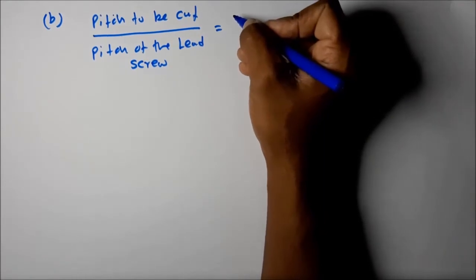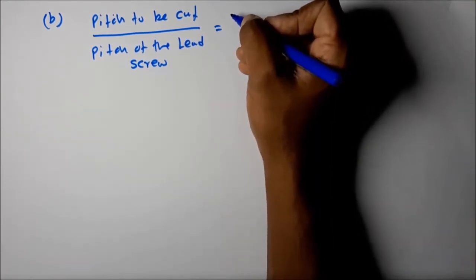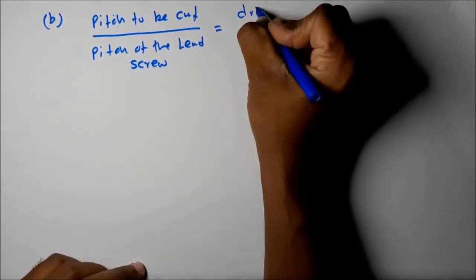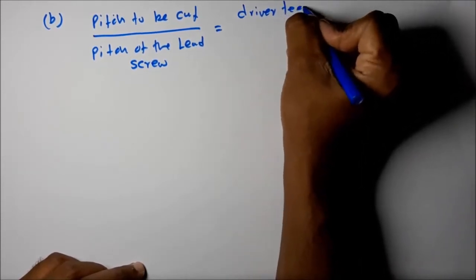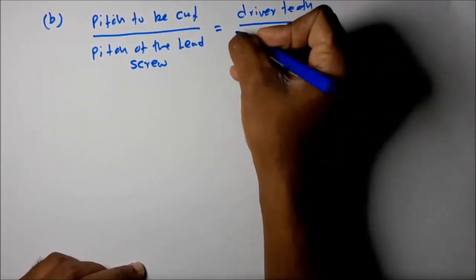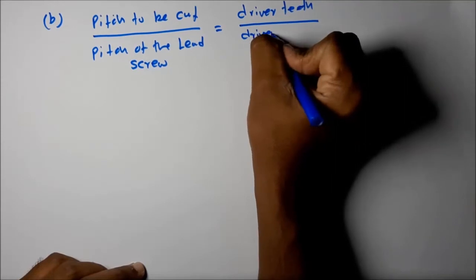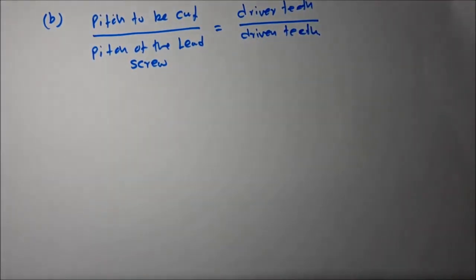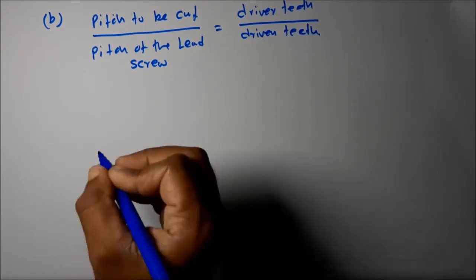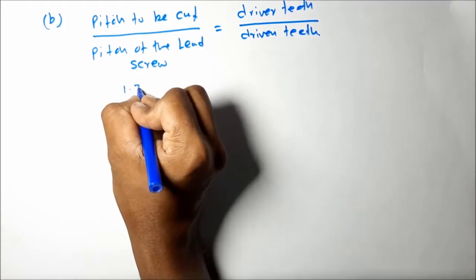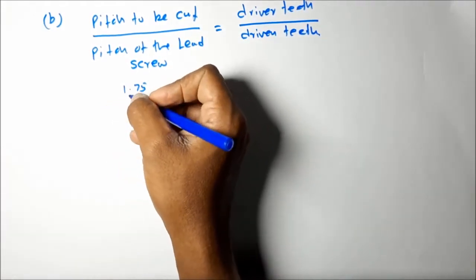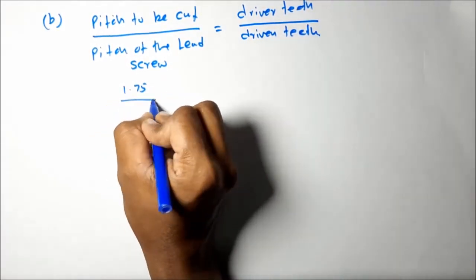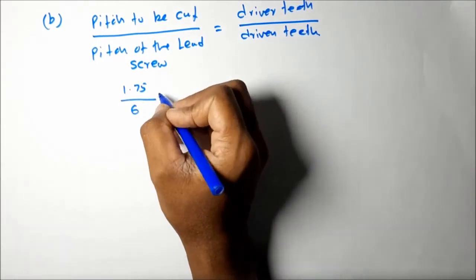Okay, what is the equation? Driver teeth divided by driven teeth. Okay, then what is the pitch to be cut? Pitch to be cut is equal to 1.75 millimeter. Pitch of the lead screw is equal to 6 millimeter.